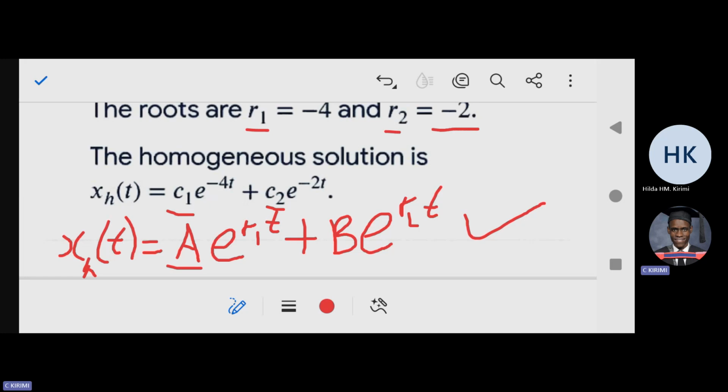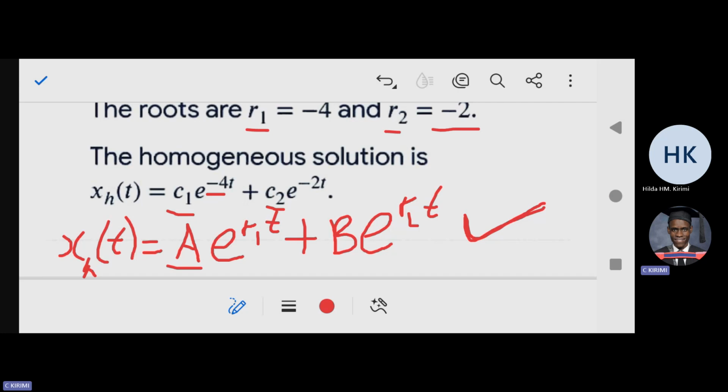That R1 is coming from here, then minus 4. It does not matter. As long as where you replaced those R's, it's correct. You can start with the C1 e to the power minus 2 plus C2 e to the power minus 4. It's still correct. But the constant that corresponds to that root, it must be the same. I will show you how it's going to be the same. But this is the general.